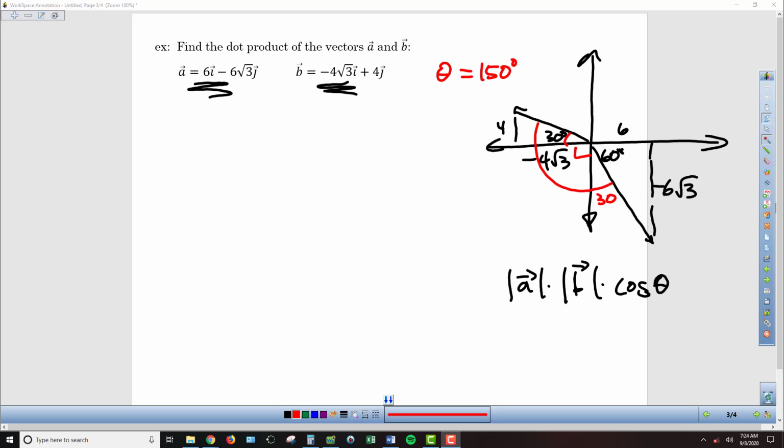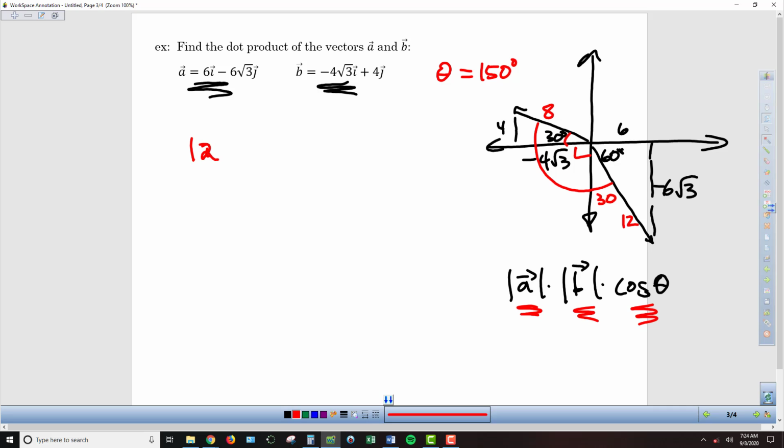So now that we know the angle, again a reminder, we need the two magnitudes of the vectors times the cosine of that angle. Well, the magnitude of the vector A, again because it's a 30, 60, 90 triangle, that's going to be 12, so double the short leg. Same thing's going to be true for the other triangle that we have here. So the short leg is 4, so that means the magnitude of the second vector is 8. So we're looking at 12 times 8 times the cosine of 150, or 12 times 8 times negative root 3 over 2.